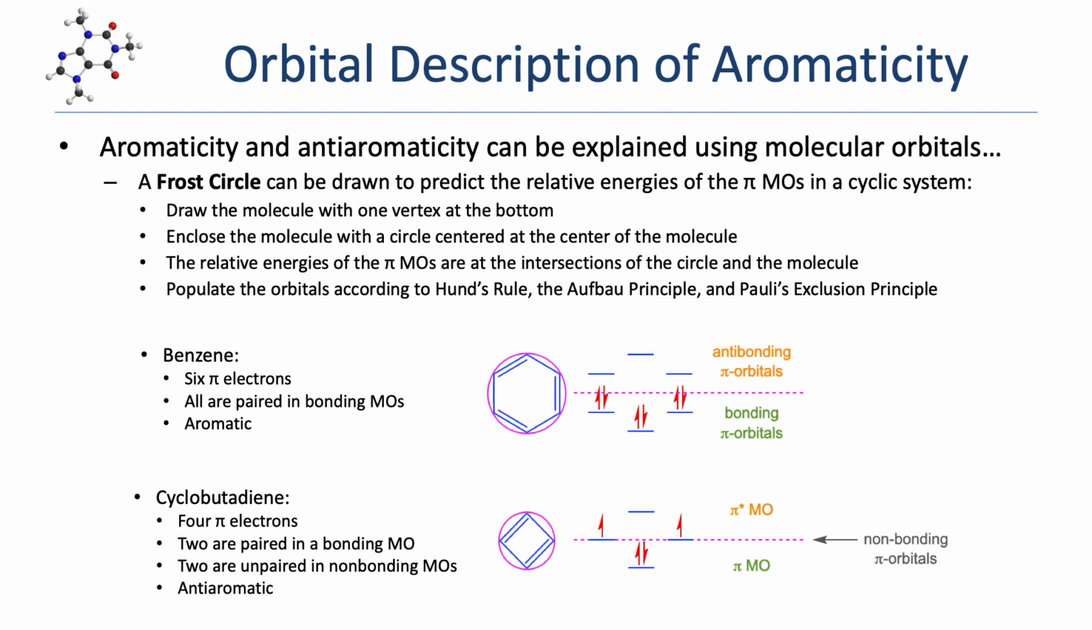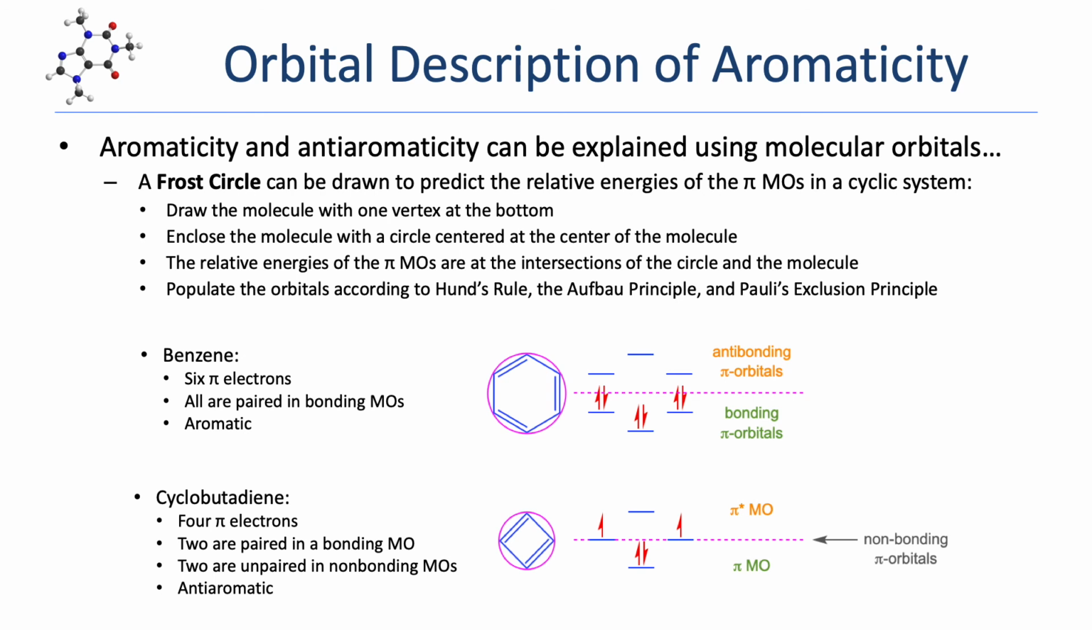In the second example, we have cyclobutadiene, which we know is anti-aromatic. Again, we start by drawing the molecule with one of the vertices at the bottom. We draw a circle positioned at the center of the molecule with a radius equal to the distance from the center to one of the vertices. We see that the circle intersects 4 vertices, and those intersections imply the relative energies of 4 molecular orbitals. In this case, we have 1 bonding molecular orbital, 1 anti-bonding molecular orbital, and 2 non-bonding molecular orbitals.